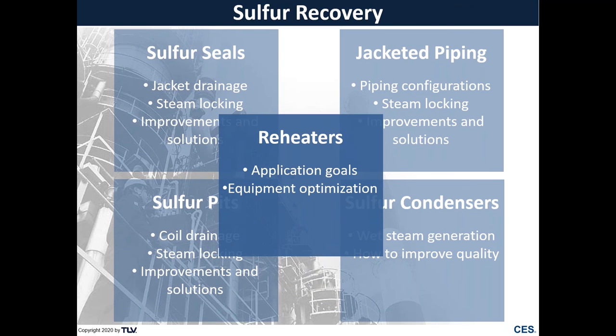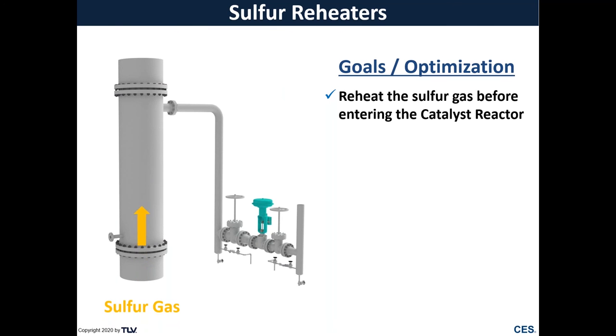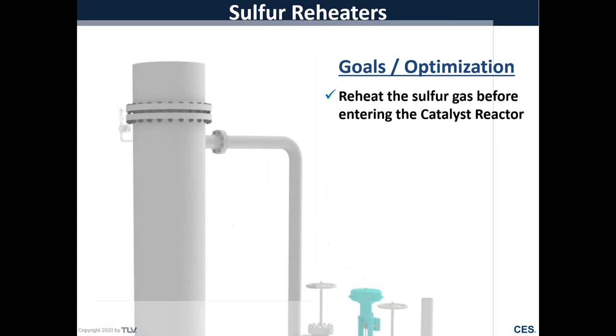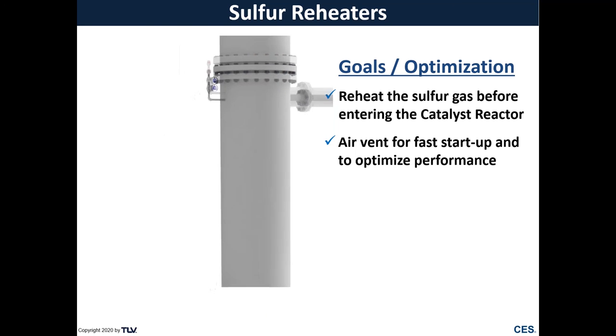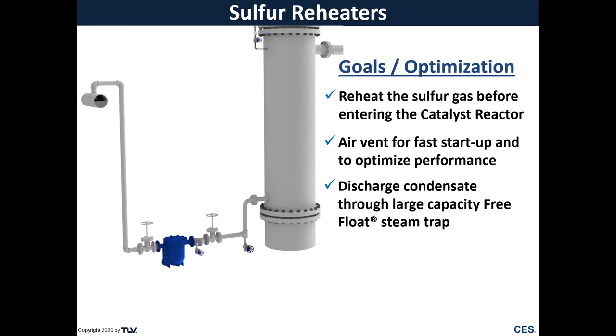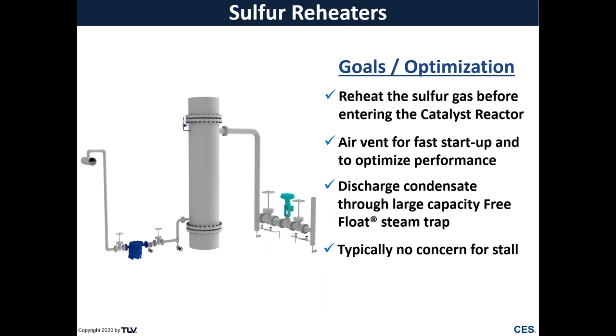Our last topic of the day is reheaters. By their name, reheaters utilize steam to reheat the sulfur gas before entering a catalyst reactor. These are sometimes vertical heaters with steam on the shell side. So adding an air vent at the top of the vapor space will dramatically help to improve startup times, as well as improve overall heating performance by automatically discharging non-condensable vapors in the steam space. Condensate should discharge through a large capacity free flow trap, as with this application, there's typically no concern for stall.